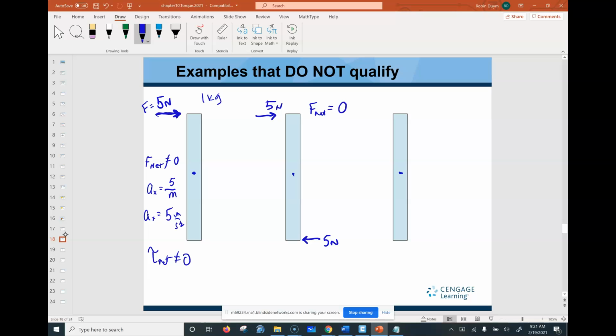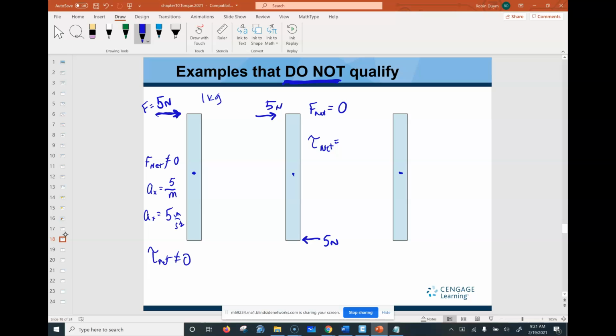Yes, awesome. However, does your net torque equal 0? What do you think? There's your hint.